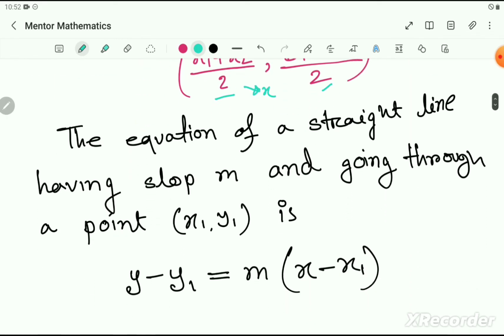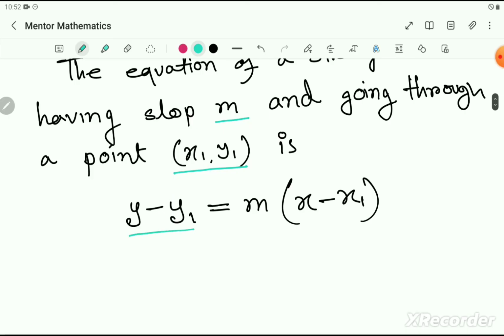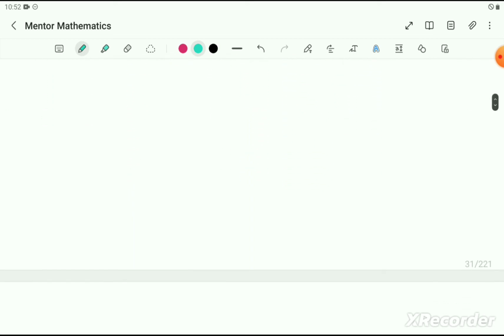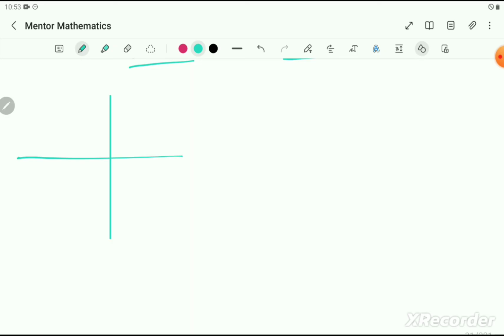The equation of a straight line having slope m and going through a point (x1, y1) is y minus y1 equals m times x minus x1. So this is another formula. These two formulas we need today to solve this problem. Let's understand the problem once again. A coordinate system was given. I drew it already, but I'm drawing it again. Okay, this is our coordinate system.